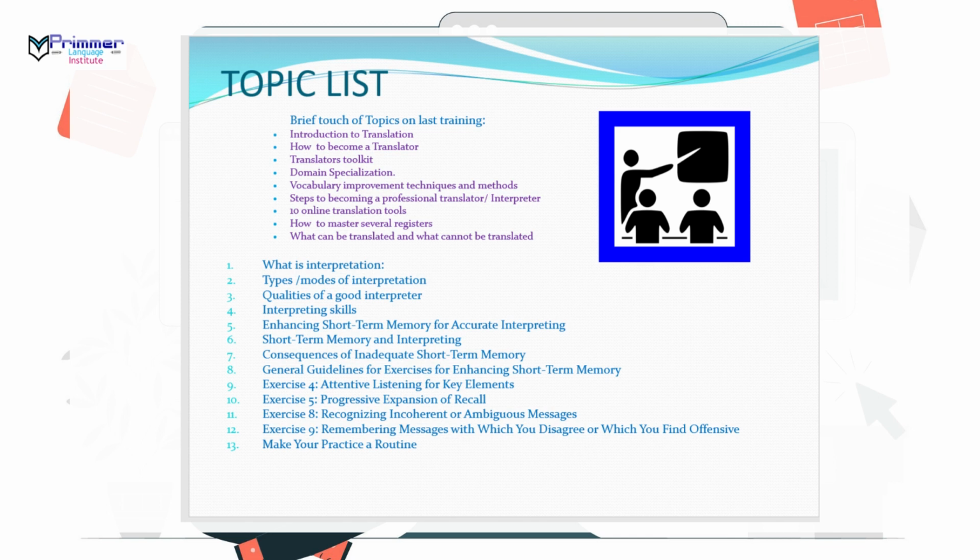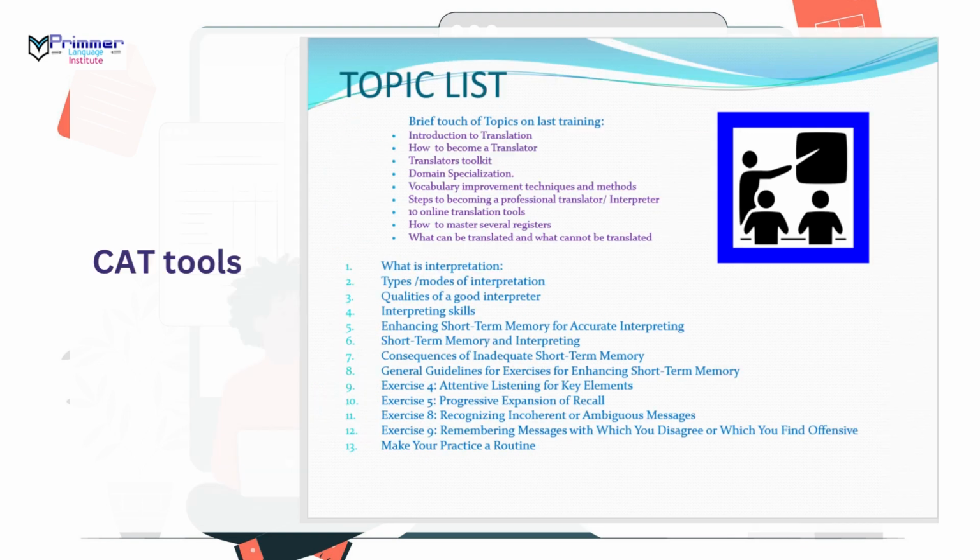Now, before we go into that, I will just touch a bit of what we spoke about on translation. Remember, we did translation already, and we did an introduction to translation. We touched on how to become a translator. We mentioned our translation toolkits, domain specialization, vocabulary improvement techniques and methods. Then we also talked about the steps on becoming a professional translator or interpreter. Then we listed 10 online translation tools. They call them CAT tools.